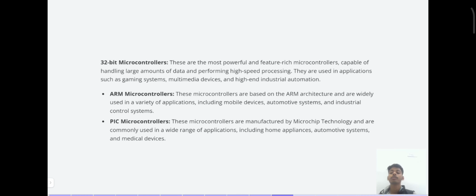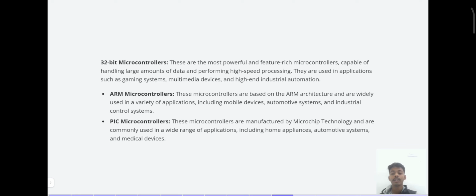They are commonly used in applications like medical devices, automotive systems, and industrial control systems. Moving on, 32-bit microcontrollers. They are the most powerful microcontrollers, which are capable of handling large amounts of data and performing high-speed processing. They are used in applications such as gaming systems, multimedia devices, and high-end industrial automation.